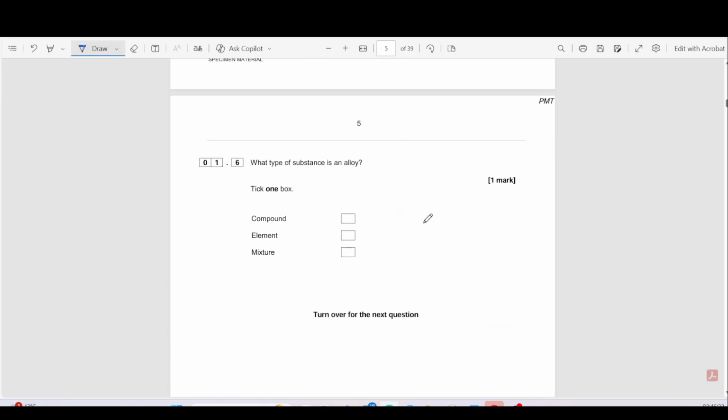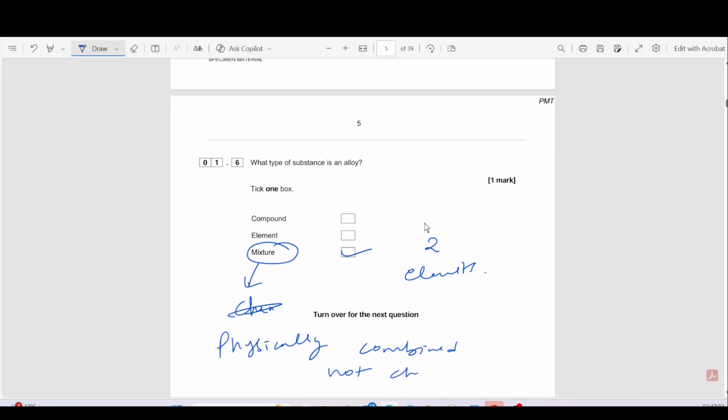Okay, next is: what type of substance is an alloy? Tick one: compound, element, or mixture. So an alloy is a mixture because it is a substance which is made by melding two or more elements together. When two or more elements are mixed together, at least one of them is a metal. So they are physically combined and not chemically bonded, which means it is a mixture. Mixture means they are just physically combined, not chemically. That's why it's a mixture.